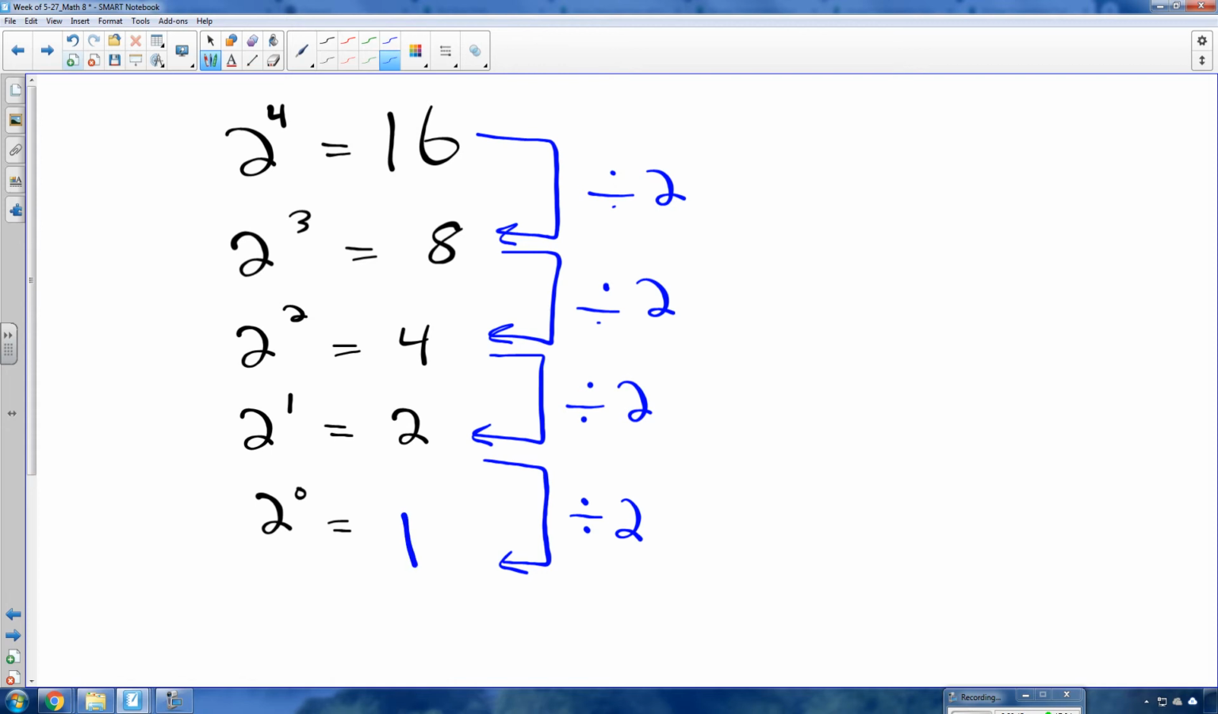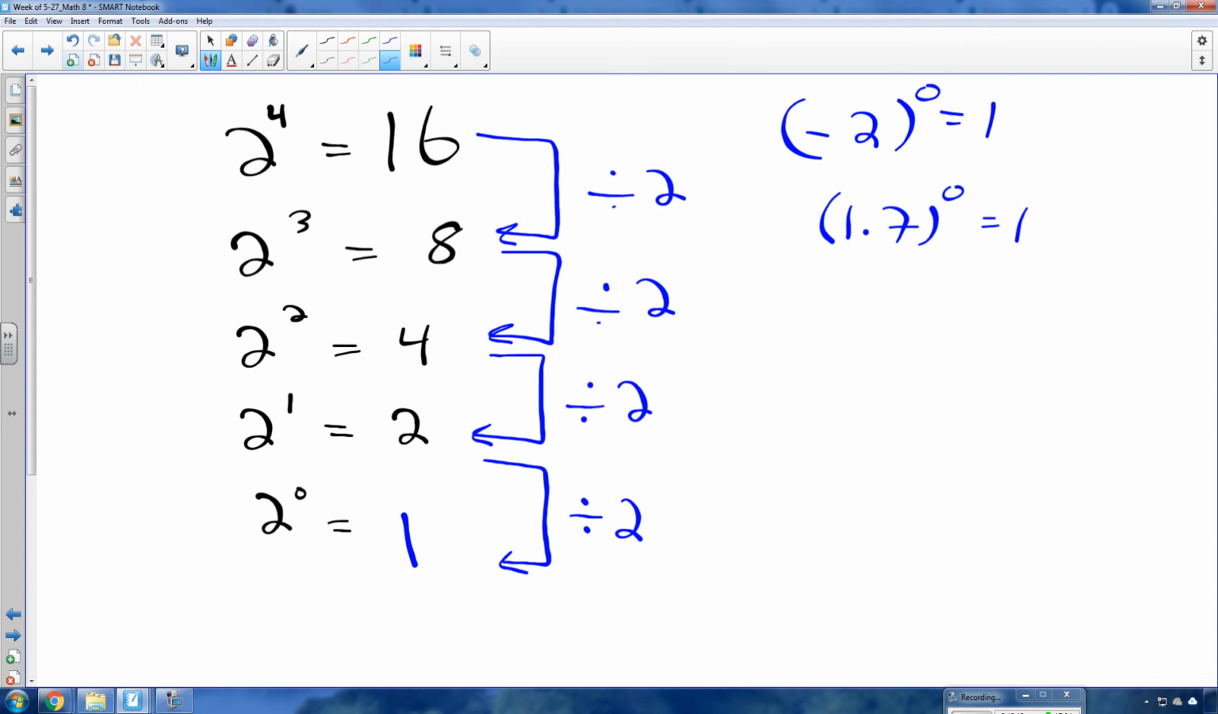What do you think 5 to the 0 power is? 1. What do you think 8 to the 0 power is? What do you think 9 to the 0 power is? What do you think negative 2 to the 0 power is? Yeah, but negative 2 if it's in parentheses, right? So negative 2 to the 0. So what I'm saying is anything to the 0 power is going to equal 1. Why, though? Not because I said so, but because of this pattern, right? Does that make sense?